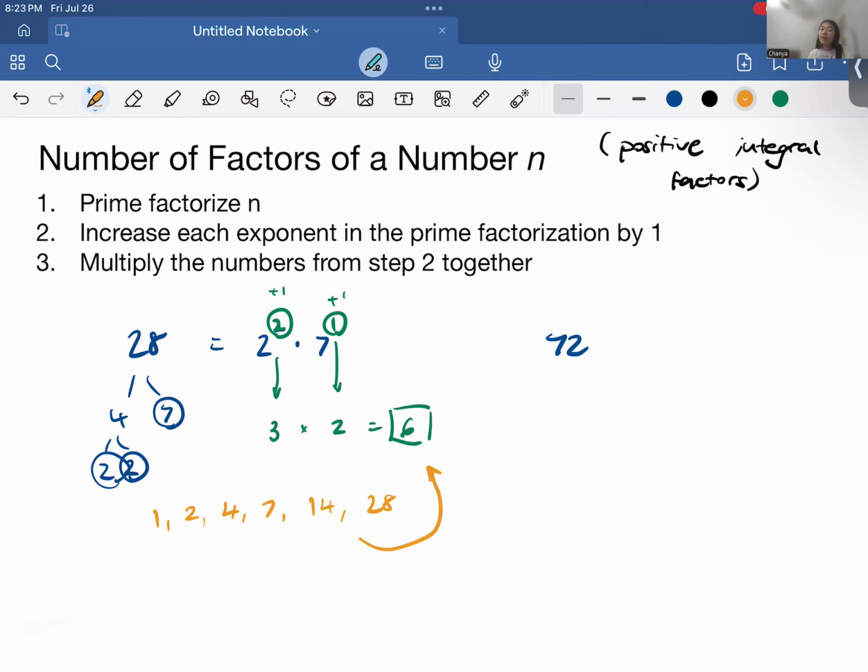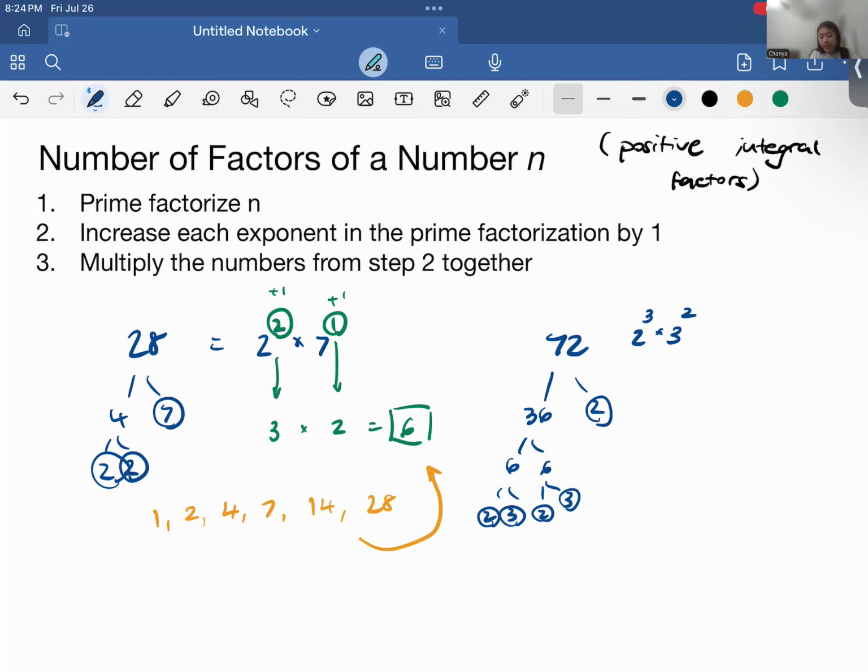Okay, now I'm going to move on to this other example, which is finding the number of positive integral factors of 72. First, we're going to prime factorize 72. I'm going to circle all the prime factors so that you can see them. The prime factorization is going to be 2 cubed times 3 squared. And I'm going to keep this consistent and change all of these to times symbols so that you don't get confused. So that's the prime factorization.